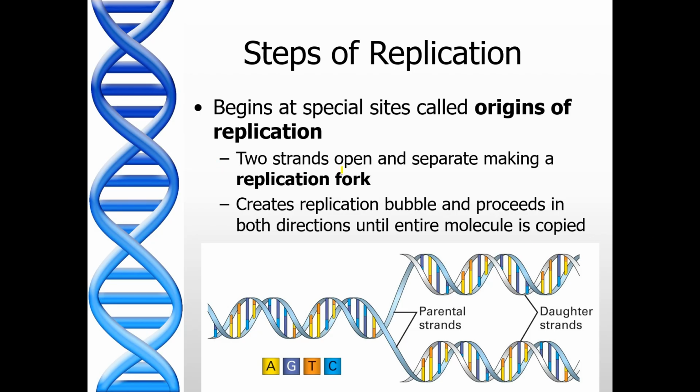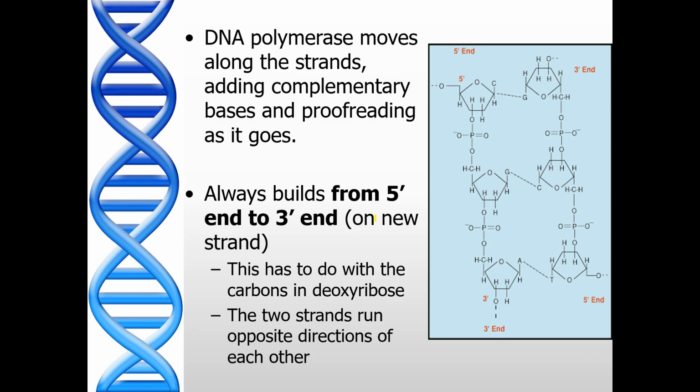So first of all, it's going to start at what we call the origin of replication. It does not start at one end of the DNA, and this is where it's important to understand that the DNA runs in opposite directions. And so it's actually going to start somewhere in the middle of that DNA strand, and it's going to open up in what we call the replication fork. So it's always going to form this V when that DNA opens up. So we're starting somewhere in the middle, and it creates this replication bubble, and then it's going to go in both directions, okay?